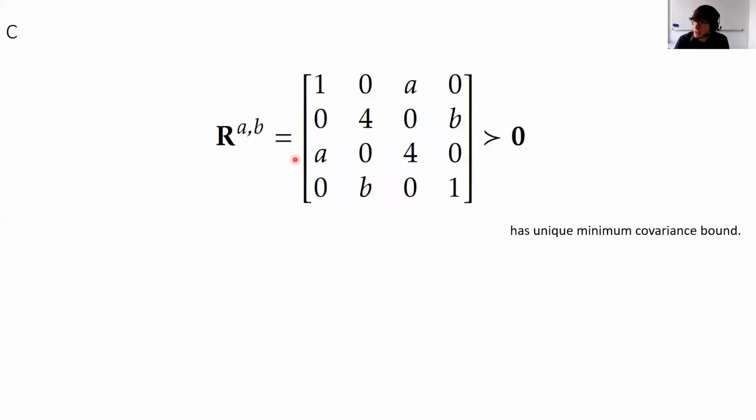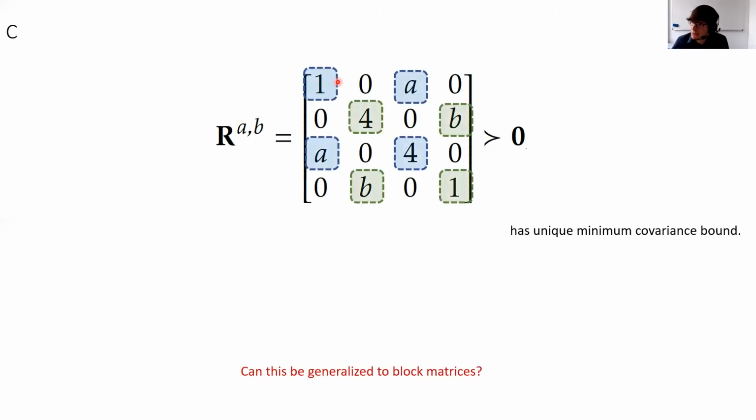Okay, there's another question. You also had this example in your thesis, and the nice thing about this example was that you have defined a unique covariance bound for this example. So I wonder whether this can be generalized to block matrices. Let's say all these blue and green parts are two-dimensional square matrices or something like that. Do you think it could still be possible to show that this entire matrix has a unique covariance bound where A and B are somehow unknown?